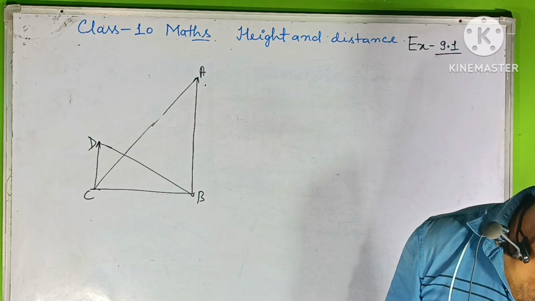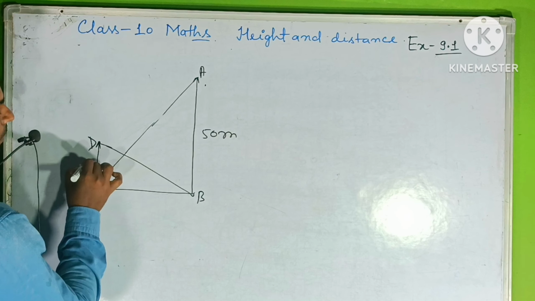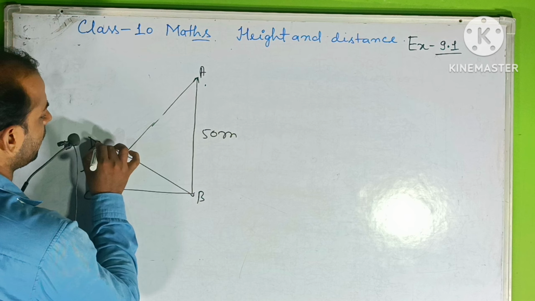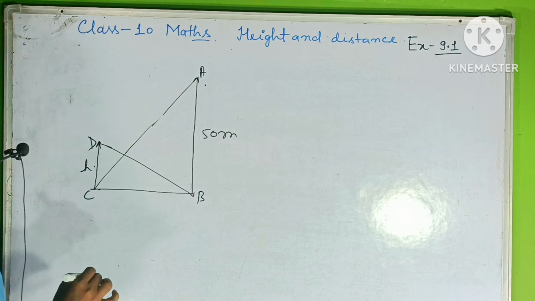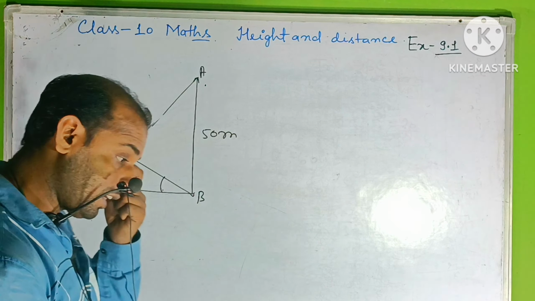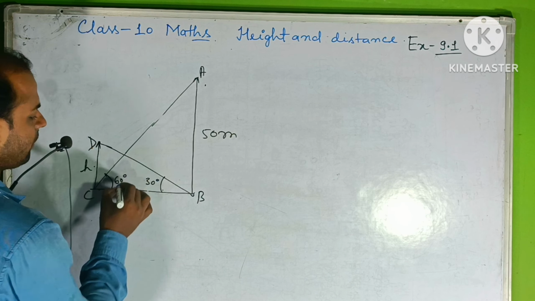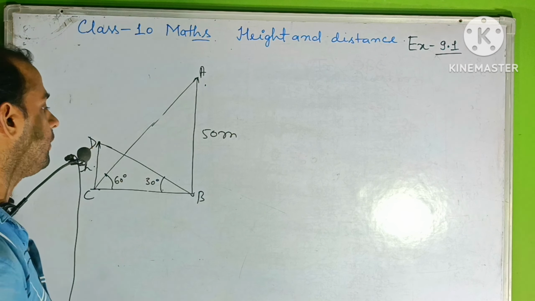Now see, the total height of the tower is 50, and the building is approximately h. You will draw it like this, but there is no need of drawing. See, two angles are given. The first angle is 30 and the second angle is 60. This is the smaller one, so it will be 30 degrees, and this is the bigger one, it will be 60 degrees. Now we will do it.